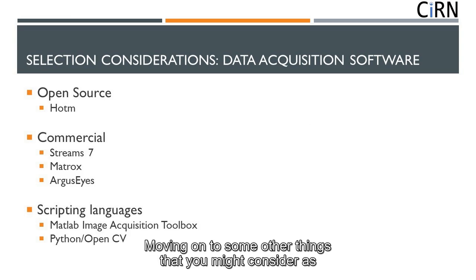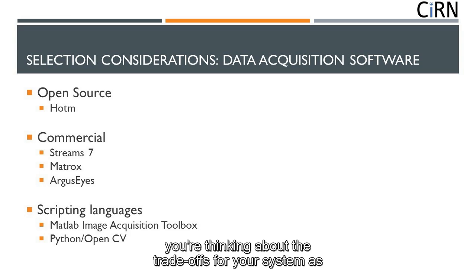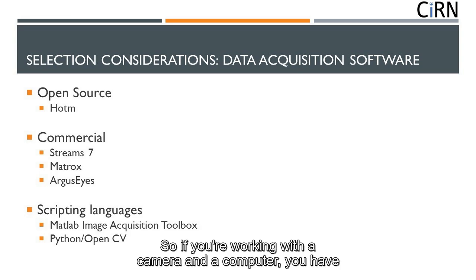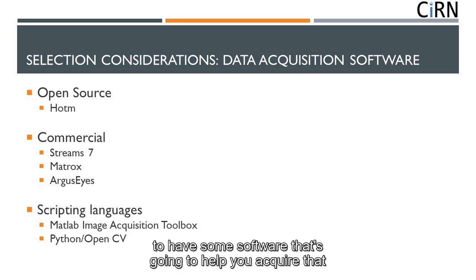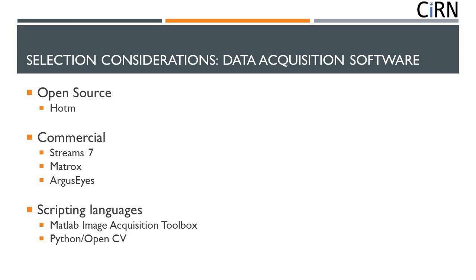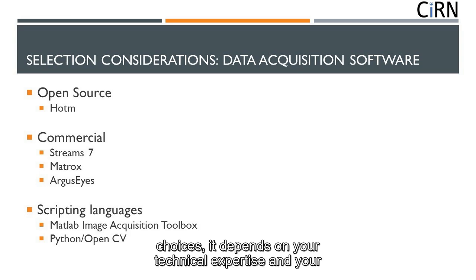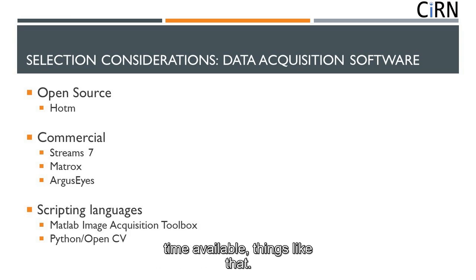Moving on to some other things that you might consider as you're thinking about the trade-offs for your system is how are you going to acquire the imagery? So if you're working with a camera and a computer, you have to have some software that's going to help you acquire that imagery. There are a number of different choices, and as with all of these choices, it depends on your technical expertise and your time available, things like that.